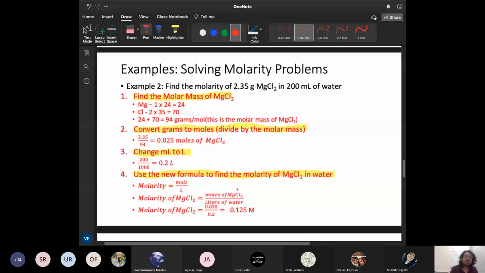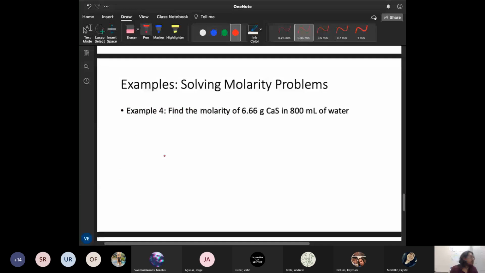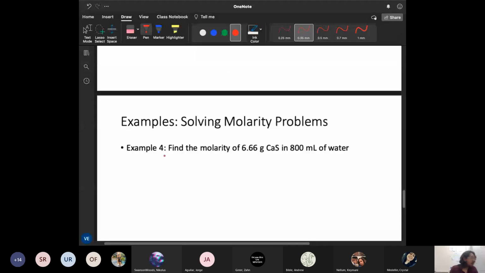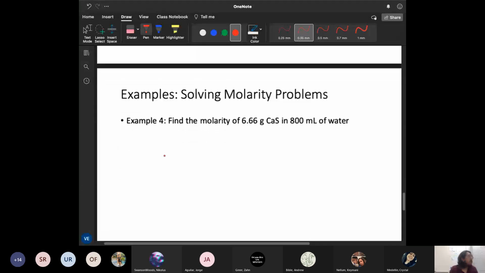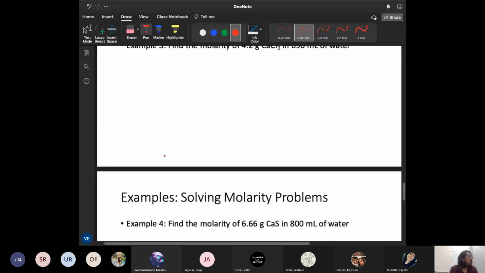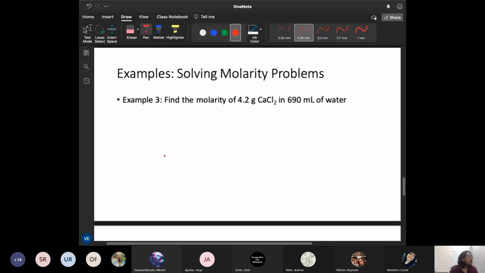Now, I have 2 more I can do, but I'm going to save number 4 for review on Wednesday, okay? So I will write out number 3. It's saying find the molarity of 4.2 grams of calcium chloride in 690 milliliters of water, okay? So you want to figure out what the molarity of this solution is. So step 1 is find the molar mass.